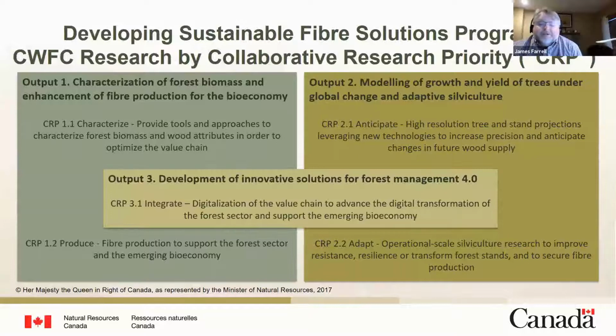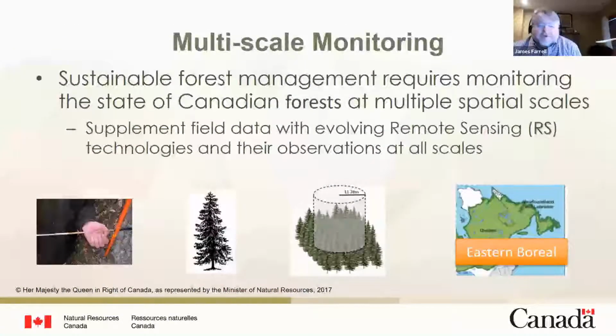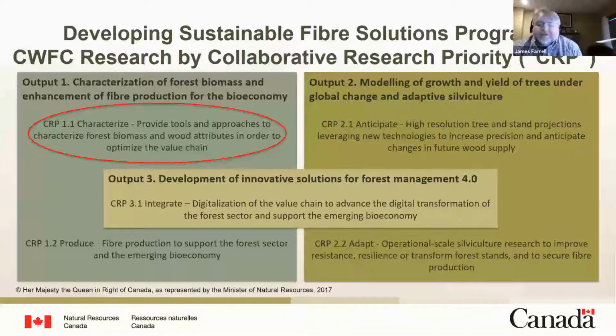So I'll just quickly show you the Fibre Centre's research priorities or outputs. Output 1 is characterization of forest biomass and the enhancement of fiber production for the bioeconomy. Output 2 is modeling of growth and yield of trees under global change and adaptive silviculture. And output 3, development of innovative solutions for forest management 4.0, which I believe is what a lot of Adam's work is nestled in. But I'll be focusing on output number 1, characterization of forest biomass, which is where EFI and the improvement of tree species prediction falls within our research program.